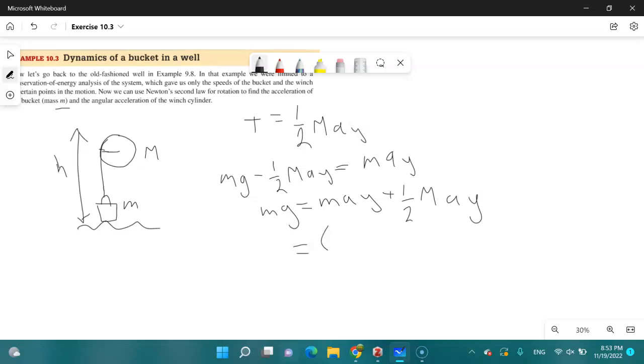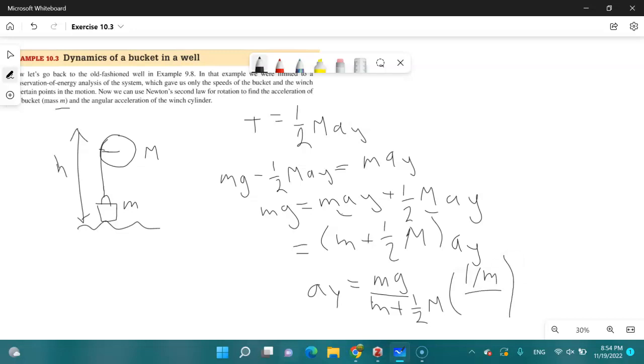It'll ultimately bring us the mass of the bucket plus half M, after we factor out these a's, times the acceleration in the y direction, which is what we're ultimately trying to find. And then once we solve all of that, we know that the acceleration in the y direction is the weight over the mass of the bucket plus half of the mass of the winch. And then we can multiply both of these sides by 1 over m over 1 over m. Now let's continue.